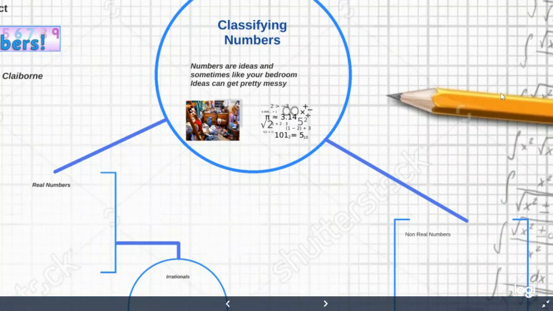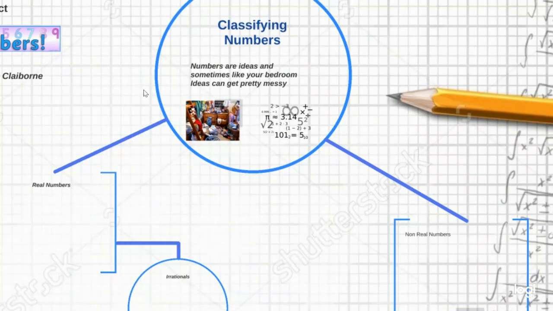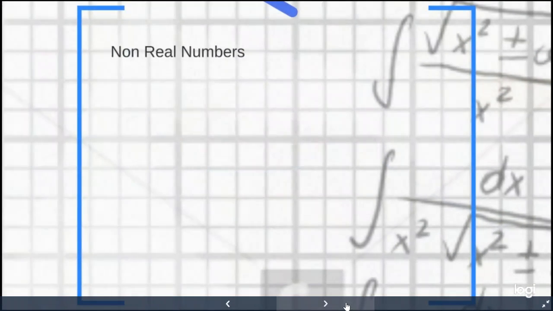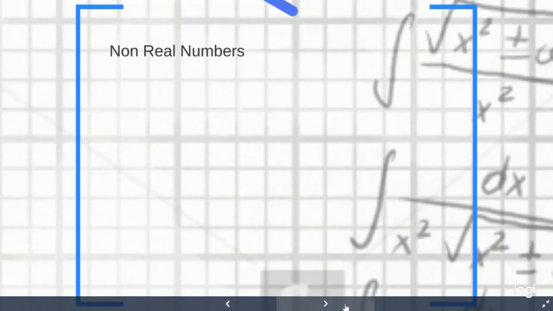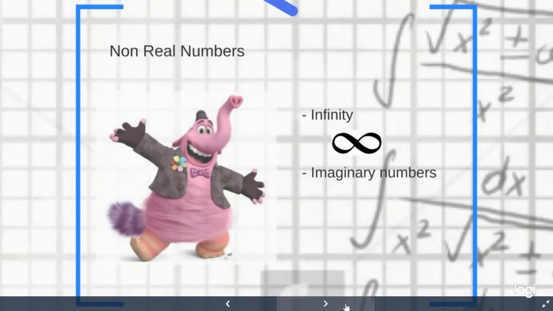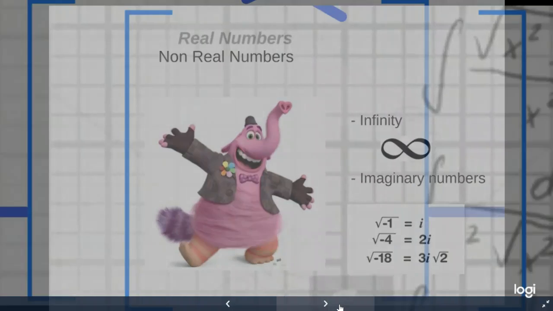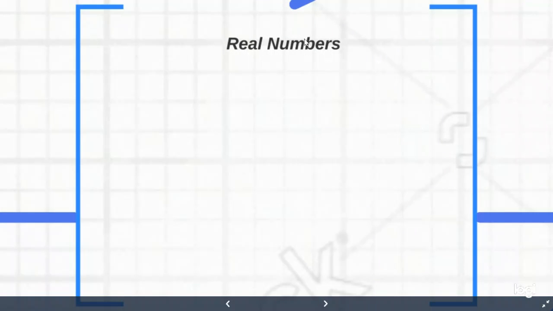So the way we classify numbers goes into 2 groups. To the left over here, we have real numbers, and then to the right, we have non-real numbers, okay? We're not going to be learning too much about non-real numbers, right? That's more of an Algebra 1 thing, right? But they include ideas like infinity. They include ideas like imaginary numbers, which you learn about in Algebra 1, imaginary like Bing Bong. And they're kind of written like this. We don't have to worry too much about those yet. But what we do have to worry about is real numbers.